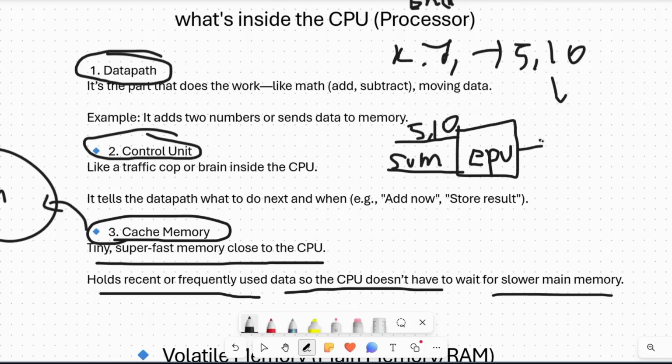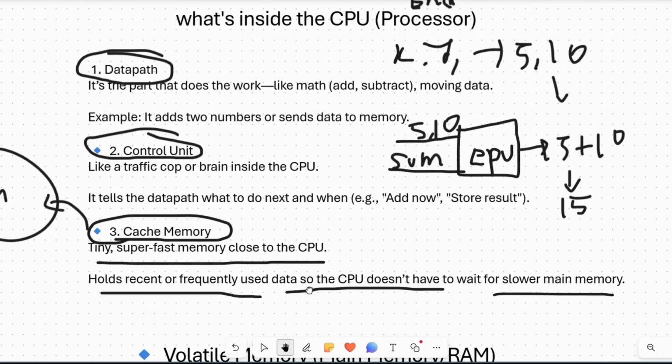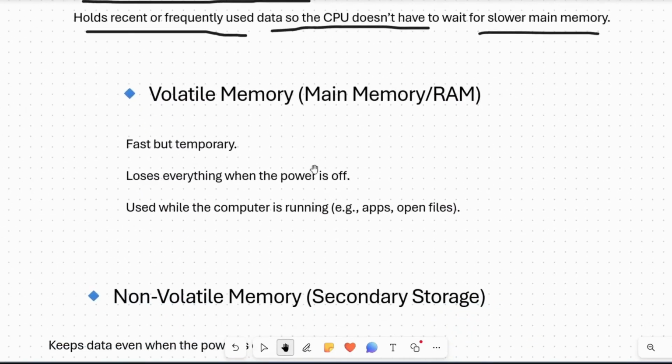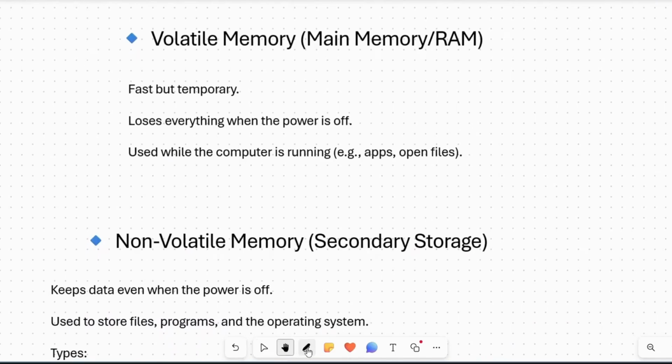So the CPU gets me the output of 5 plus 10, and we find out the result is 15. So this is the process of how the CPU works. We will find more details about the CPU in future classes.